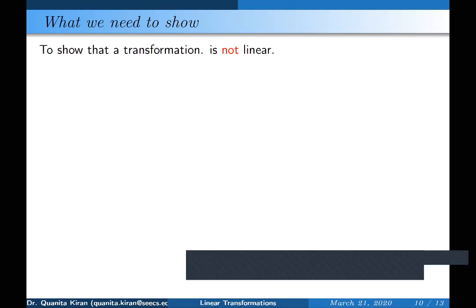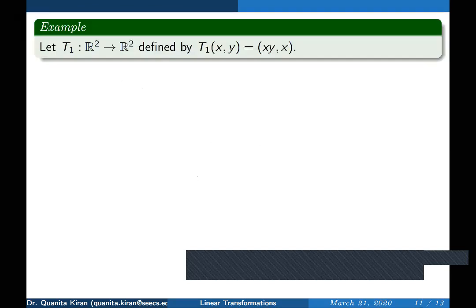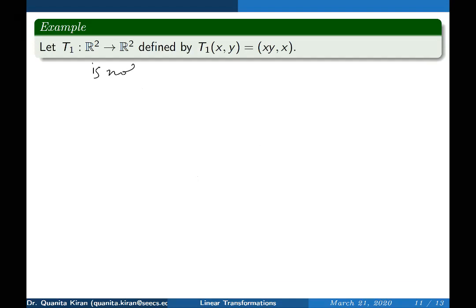then the transformation would no longer be a linear transformation. We can see this by taking examples. In this first one, this mapping T1 is not linear because it does not preserve vector addition. You can show this easily by taking any example.